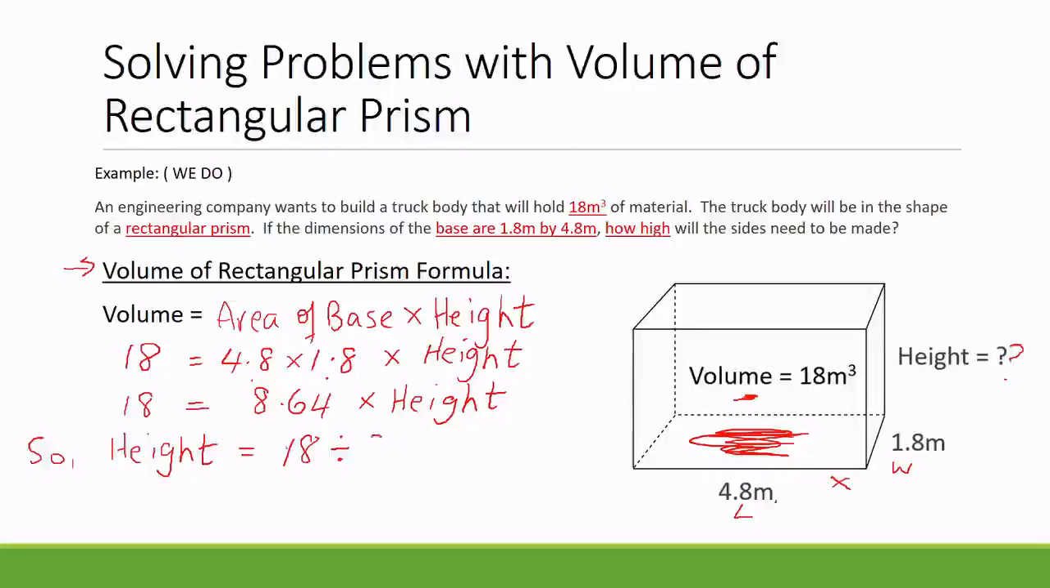So if I divide 18 by that 8.64, I'm actually going to work out approximately how tall that dump truck needs to be to have a volume of 18. Now you can check in your calculators, but 18 divided by 8.64 is about 2.08, and that'll be 2.08 meters.